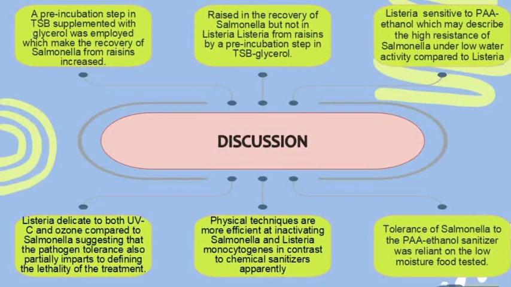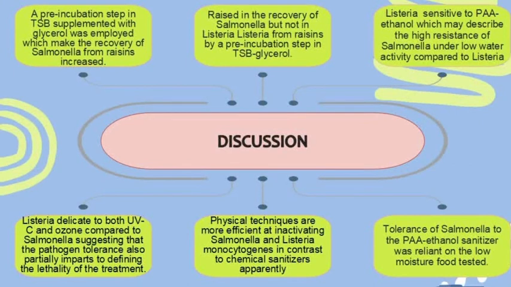The tolerance of Salmonella to the PEA ethanol sanitizer was high on the low moisture foods tested. The outcomes attained in the current study verify the use of sanitizer to inactivate Salmonella on low moisture foods. Thus, it is obvious that physical techniques are more efficient at inactivating Salmonella and Listeria in contrast to chemical sanitizers, apparently because of the limitation imposed by low water activity and physical protection by nut constituents. The outcomes explain that the effectiveness of PEA ethanol depends on both the pathogen and the food matrix being treated, and the inactivation of Salmonella by AOP was excellent on the low moisture foods analyzed.